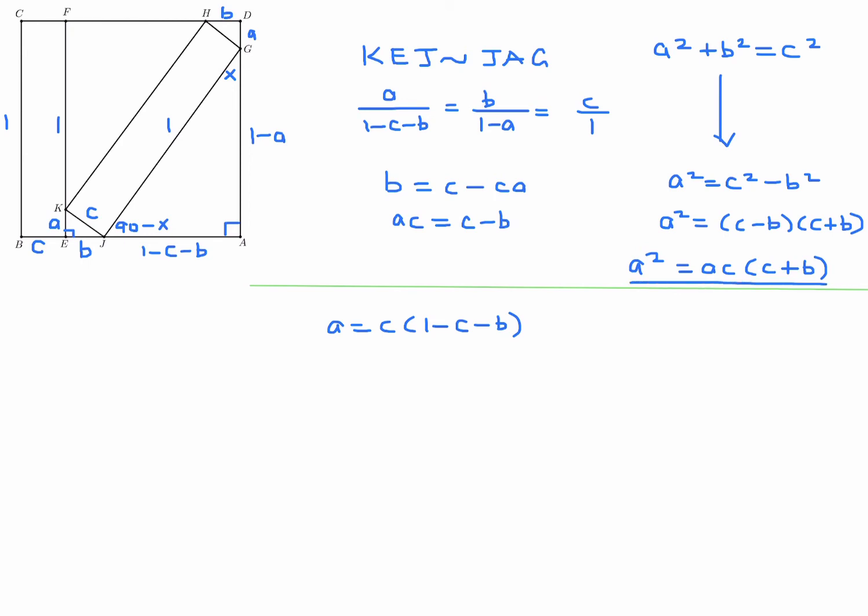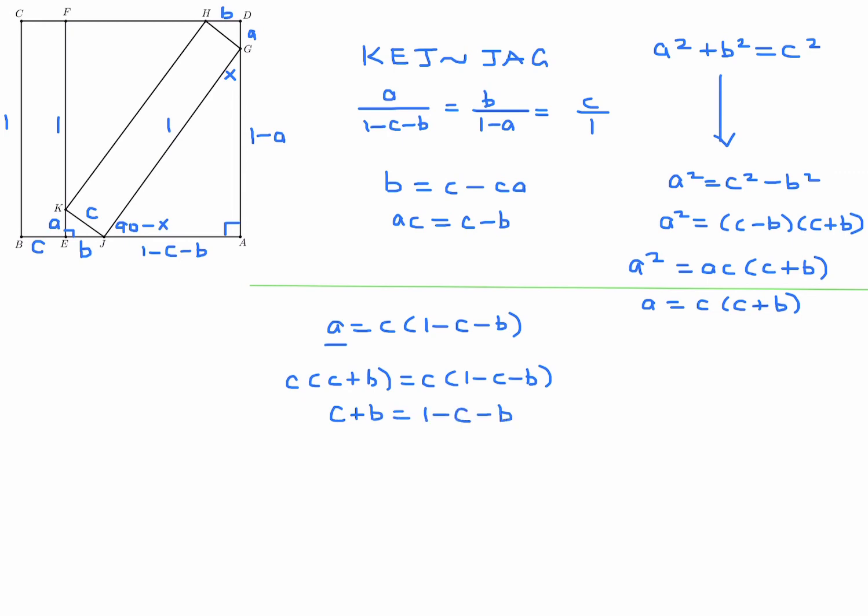From here, of course, if you cancel out an A on either side, you get A is equal to C times C plus B. So I can put that over here. Instead of A, I can just put C times C plus B is equal to C times 1 minus C minus B. Well, the C's cancel from both sides, so you get C plus B is equal to 1 minus C minus B. And from this, you get 2C plus 2B is equal to 1, and therefore C plus B is equal to a half.